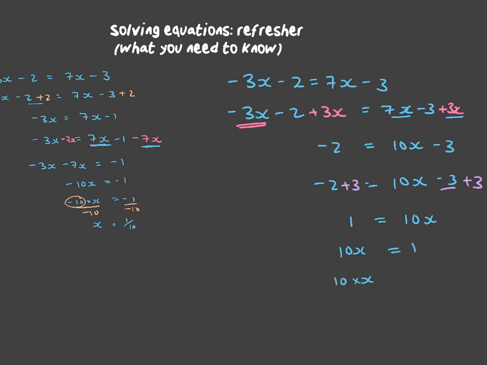That means 10 times x is equal to 1. We're going to divide by that coefficient on both sides, right? Because it's one term. So therefore, x is equal to 1 over 10.